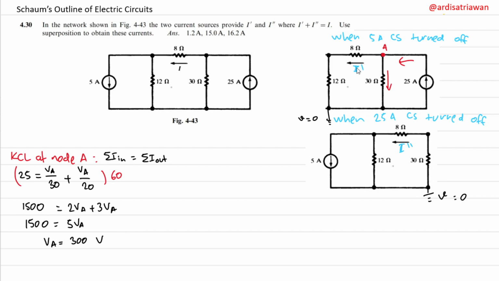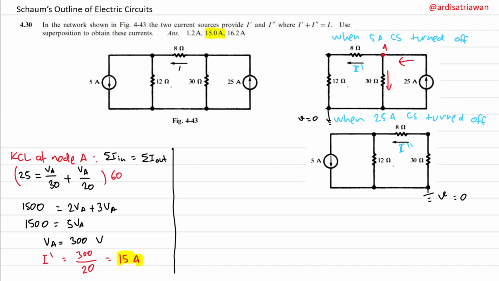However, we are asked to find this I prime, right? So I prime is equal to, by using Ohm's law, VA divided by the resistance between them, so 300 divided by 8 plus 12, which is 20. So I will have I prime is equal to 15 ampere, right? And if we see here, it's the same as this one, so maybe we are in good shape. So now let's draw some lines so we don't get confused.